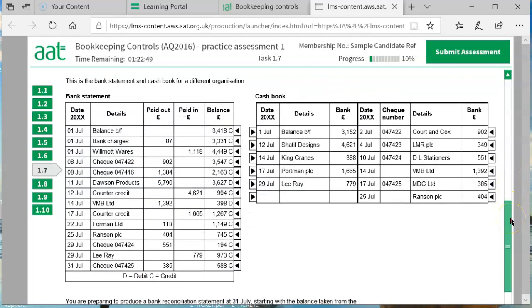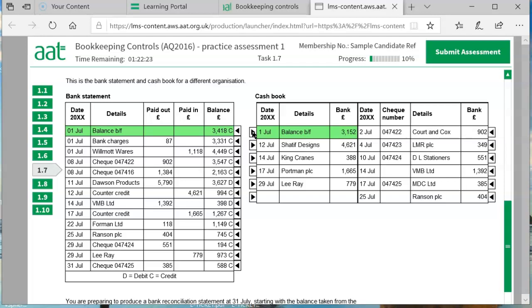So here both the bank statement and the cash book have been given to you. First thing you need to notice is that there is a difference in the opening balance. The opening balance in the bank is 3,418, but the opening balance in the cash is 3,152. Both are positive balances, so you need to subtract them to see the difference.